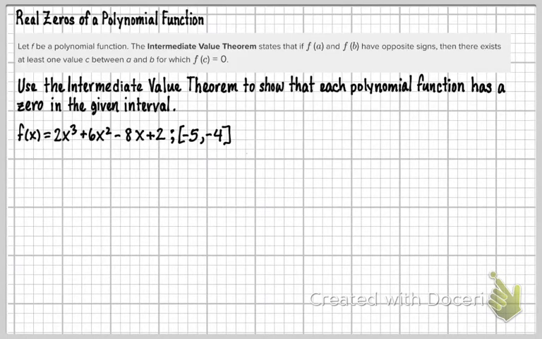Intermediate value theorem. This theorem is, let f be a polynomial function. The intermediate value theorem states that if f(a) and f(b) have opposite signs, that means if f(a) has a negative sign and f(b) has a positive sign, or if f(a) is positive and f(b) is negative, those are opposites. Then there exists at least one value c between a and b for which f(c) is equal to 0.